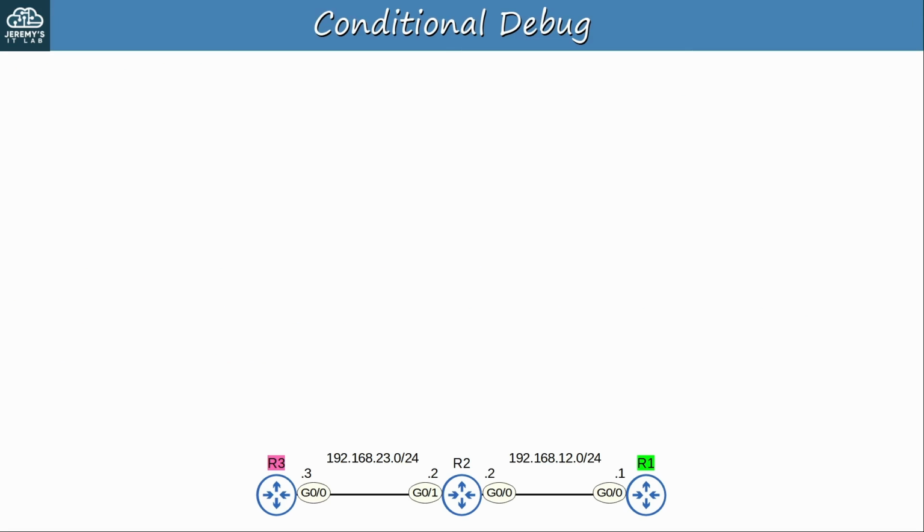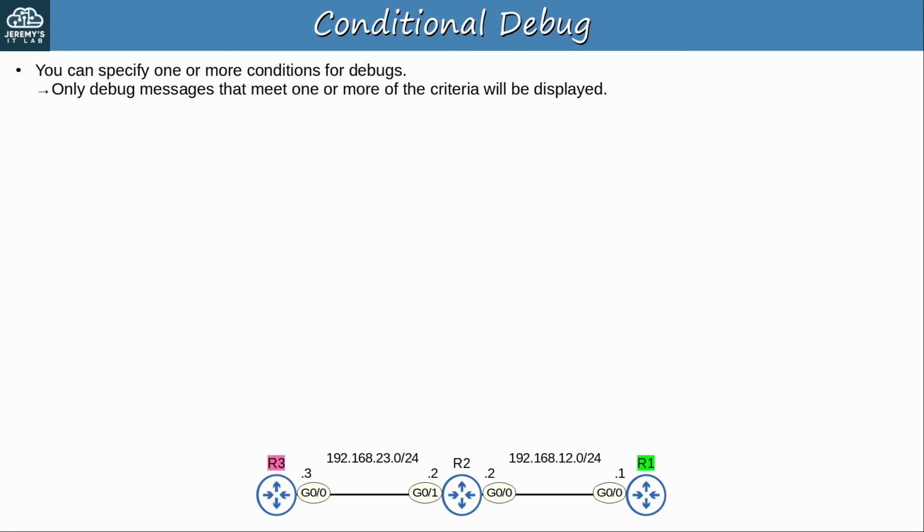To reduce the number of messages produced by a debug, you can do a conditional debug. This reduces the load on the router, and reducing the number of messages to only the ones you need also makes it easier to read the output. You can specify one or more conditions for debugs, and only debug messages that meet one or more of the criteria will be displayed. If you set multiple conditions, not all of them have to be met, only one.